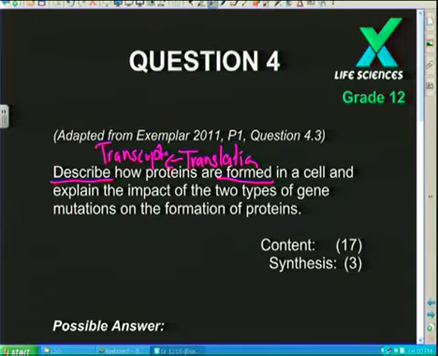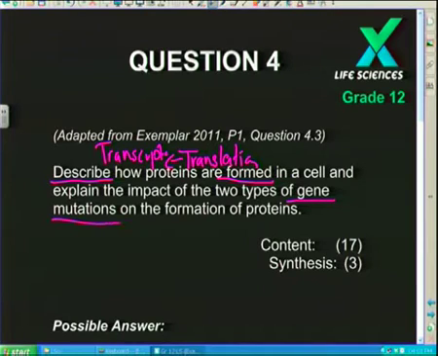Then they add an extra part, and of all of them, this I think is a little bit of the tricky one, but I'm sure you guys will be able to manage it. It says, and explain the impact of two types of gene mutations on the formation of proteins. So in other words, what can go wrong during transcription and during translation that is going to bring about a fault in the coding. And there, they just want you to mention two.